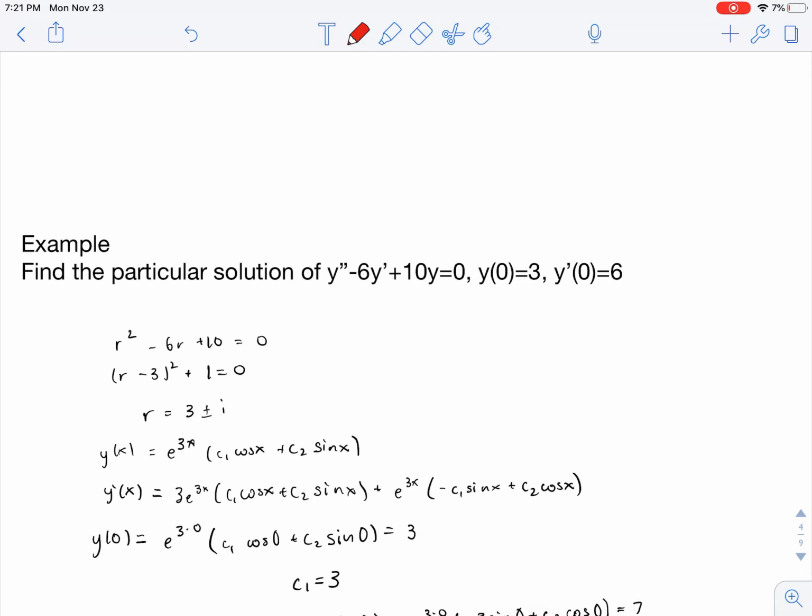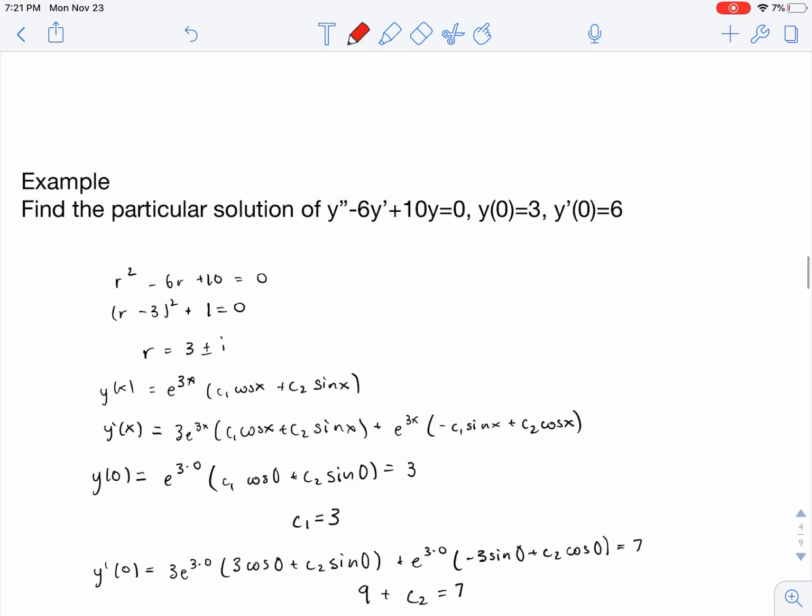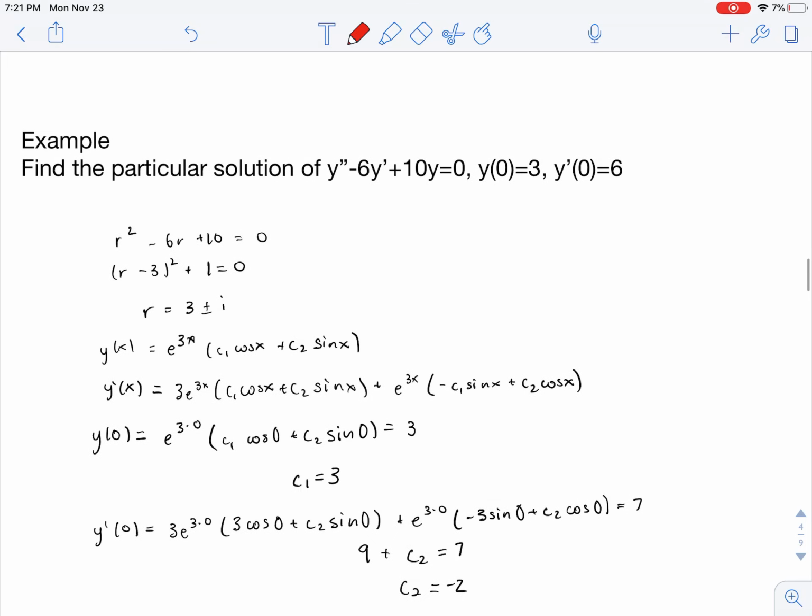And then likewise for y prime, we get y prime of 0 equals 6. So that is equal to 3 times e to the 3 times 0 times the quantity 3 times cosine 0 plus c2 sine 0 plus e to the 3 times 0 times the quantity negative 3 sine 0 plus c2 cosine 0 equals 6. This all simplifies down to 9 plus c2 equals 6. And subtracting 9 from both sides, we get that c2 equals negative 3.